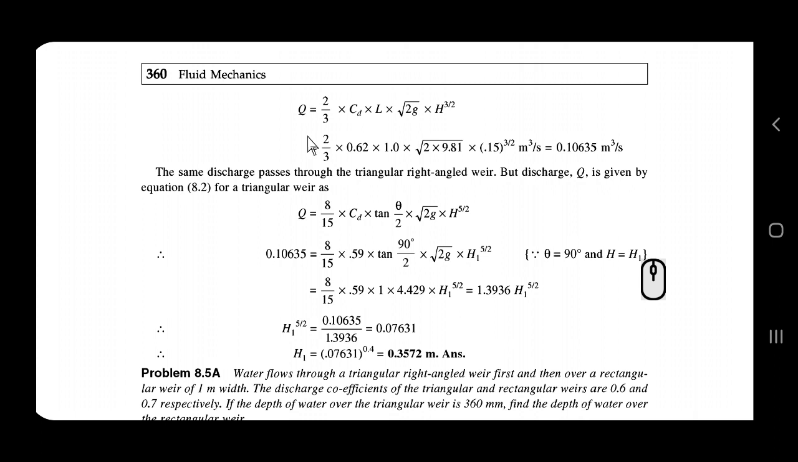Since first it flows over a rectangular weir and then it flows over a triangular weir, and you have to calculate the depth in case of the triangular weir, you should know the discharge first. Okay, so first substitute in the equation for rectangular weir and find out the discharge. You should have the idea that the same discharge is flowing over the triangular weir. You should have that concept. Then only you can write this equation and substitute the same discharge here and find out the value of depth.